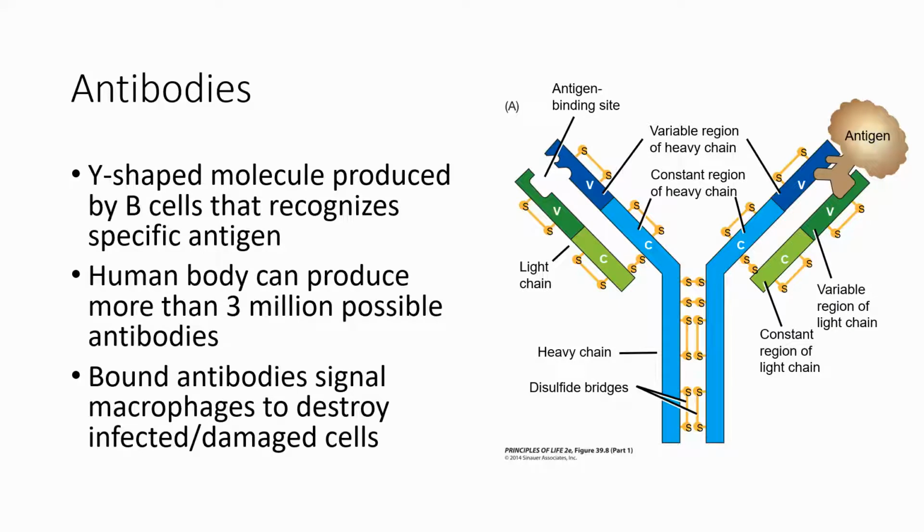Antibodies are these Y-shaped molecules. We can produce a whole huge assortment of them. If you take an immunology class or something like that, they'll talk about the mechanism by which you make them. It's actually pretty cool. And when you have something that has antibodies bound to it, that is a target for macrophages to destroy.